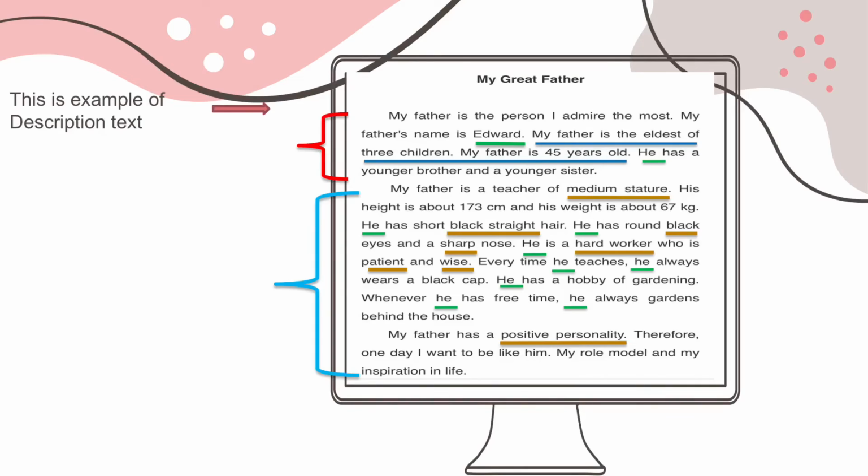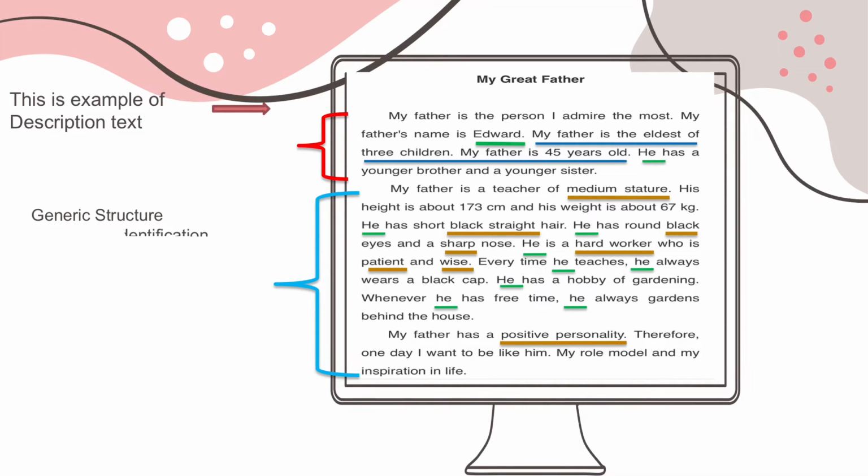Okay, thanks Amir. My name is Risma. Here I will explain the general structure and language features of the example description text that I present. So, hi friends, this is an example of description text. As you can see, here are some colored lines, so we will cover the general structure first.